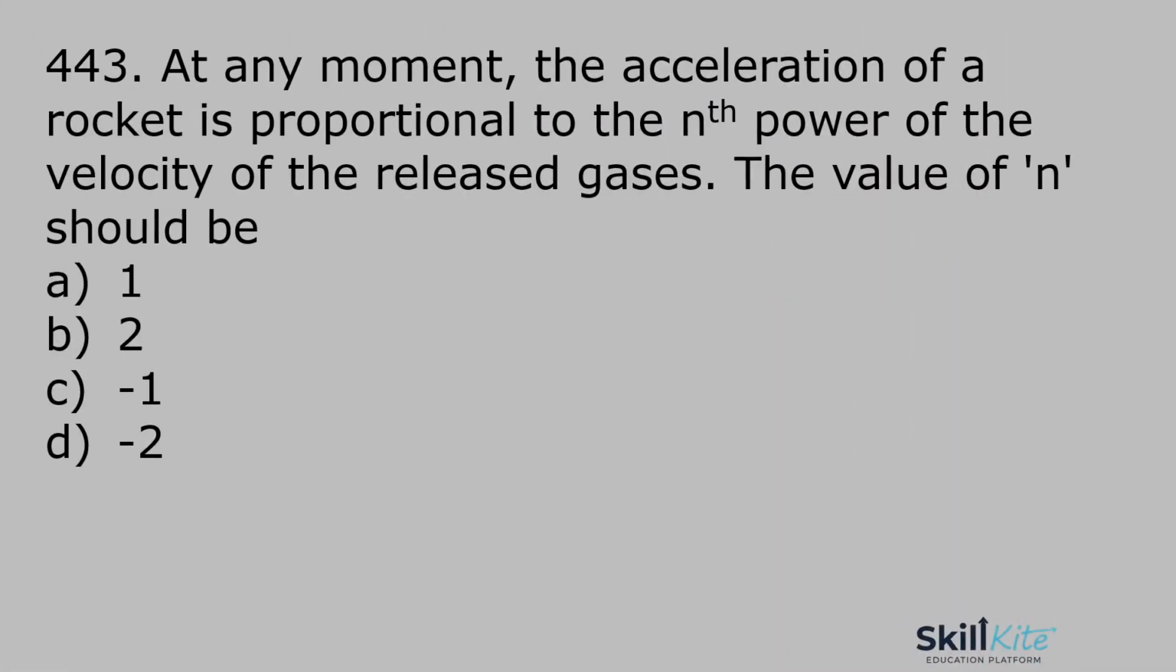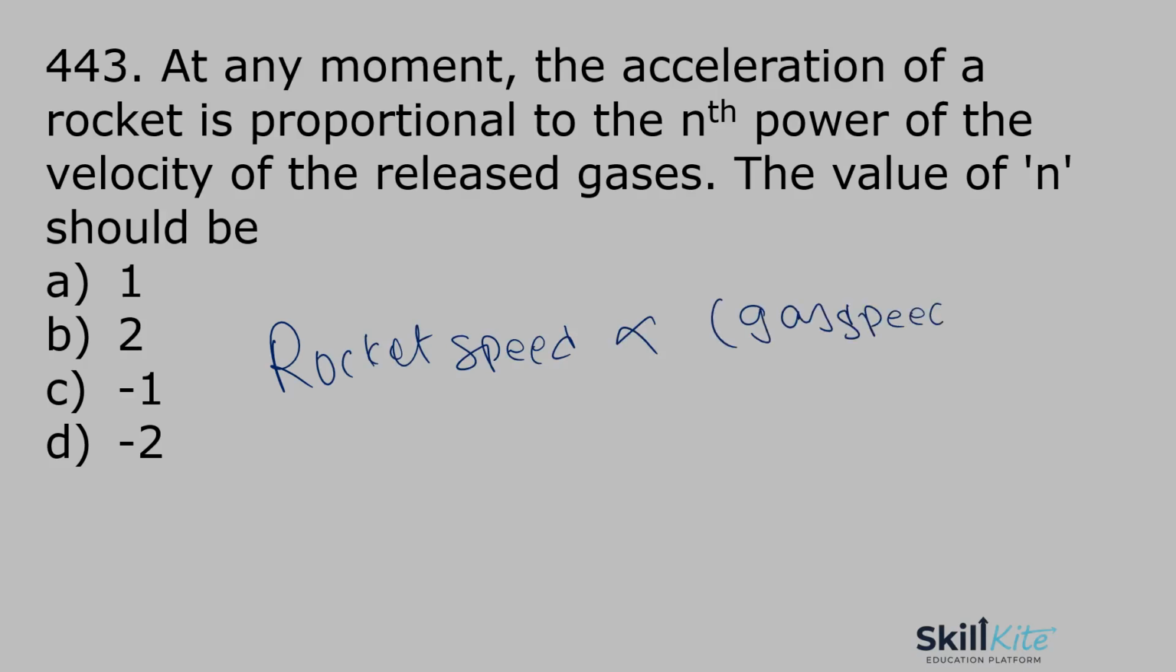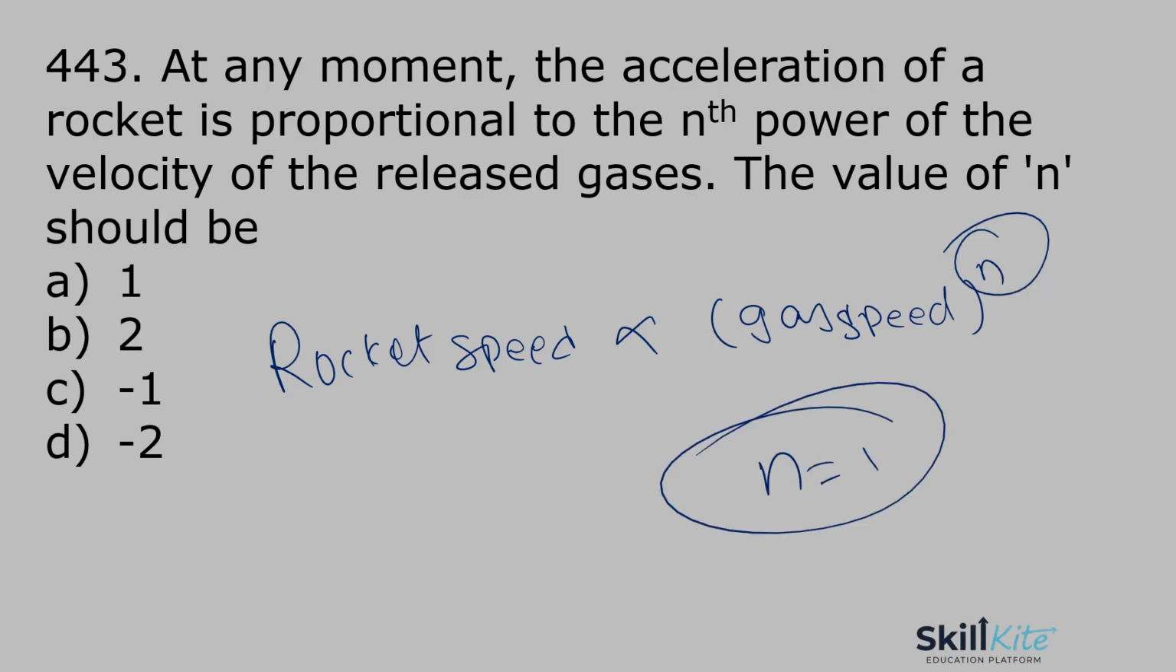At any moment, the acceleration of a rocket is proportional to the nth power of the velocity of the released gas. The value of n should be? So rocket speed is proportional to gas speed to the power n. So what is this n? n equals 1. So remember that. Option A is the right answer here.